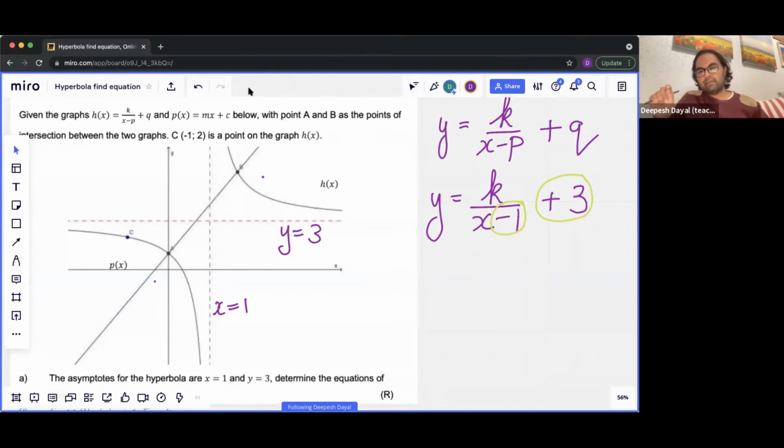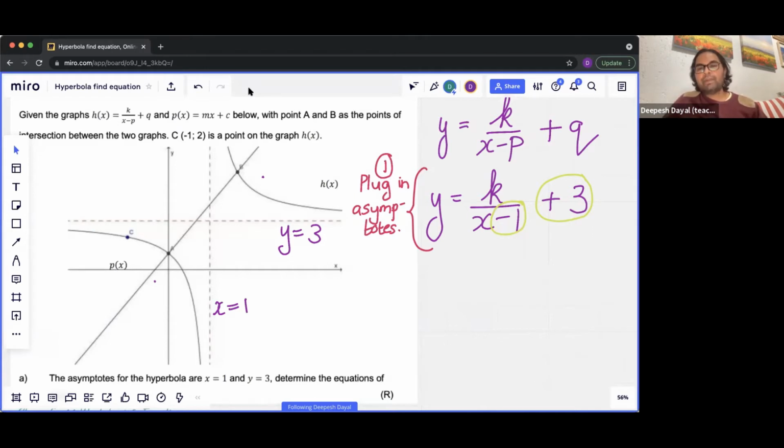So this is in fact step 1 in finding the equation. Step 1 is plugging in the asymptotes. So here, this is step 1. Plug in the asymptotes, and that is step 1.